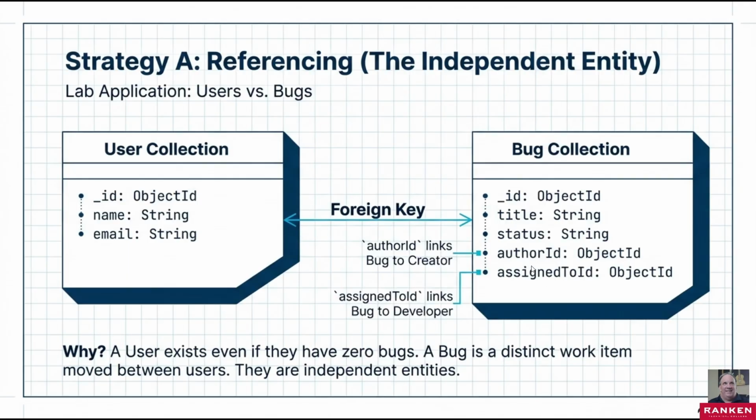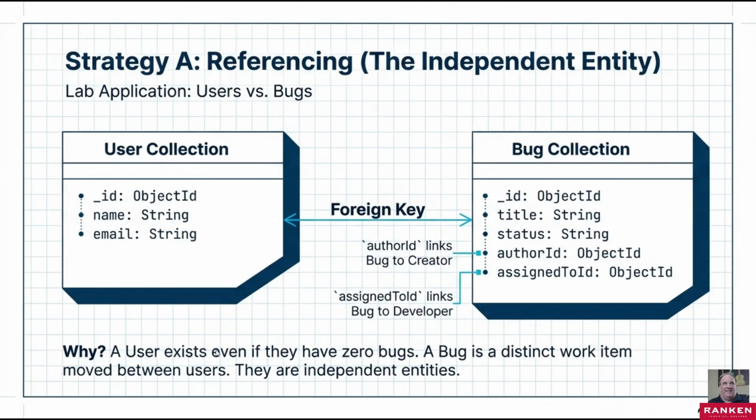Assigned to an ID. So the user that creates a bug can be different than the user who's assigned to the bug. A user that creates a bug could be a manager, a systems analyst, or a tester, different roles like that. And a lot of times, the bugs are assigned to developers, right? So the author ID would be different than the assigned to ID.